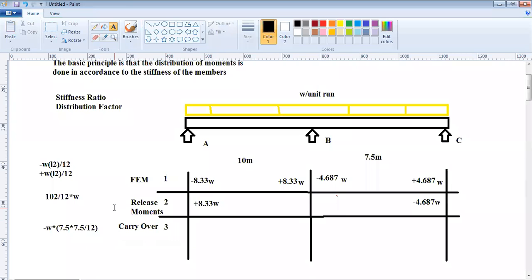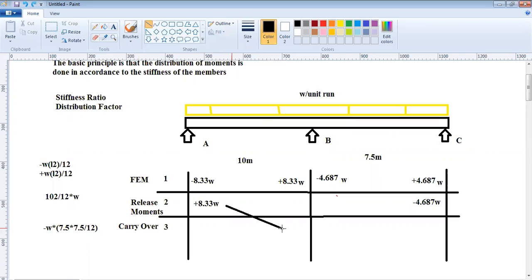What is a carryover moment? A carryover moment is, once you are releasing any moment from a simple support, there is a carryover of that moment to the far end support. To a simple support, there will be no carryover, but to a fixed or a continuous support, there will be a carryover. So in step number 3, I can locate the carryover.